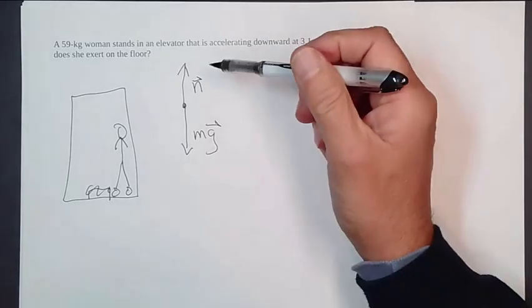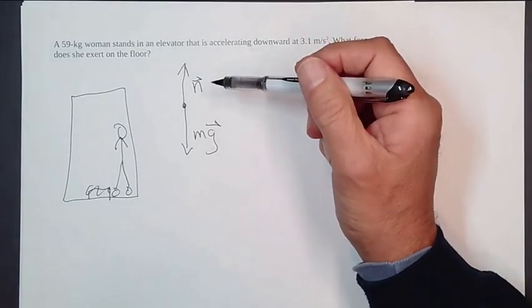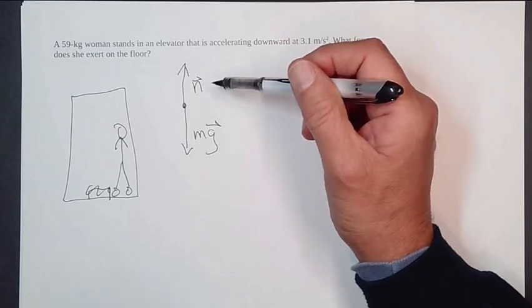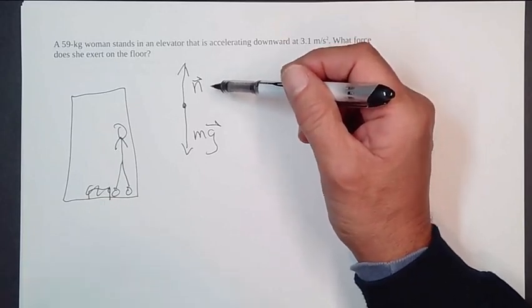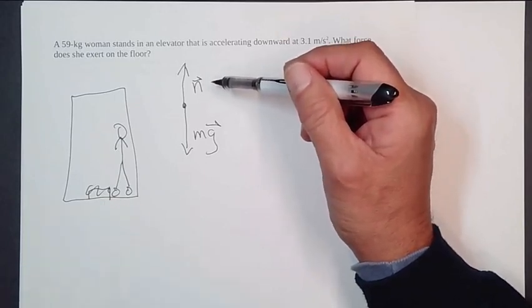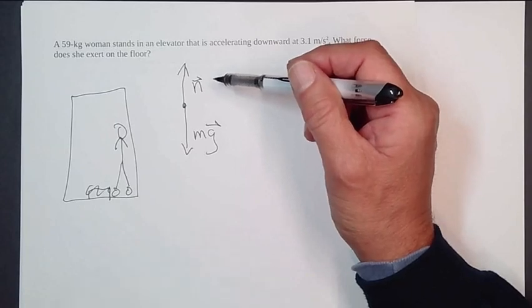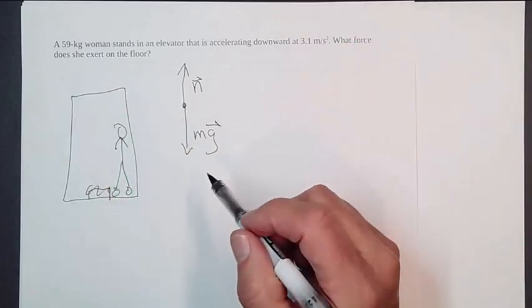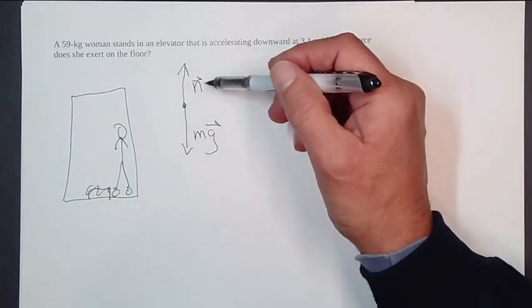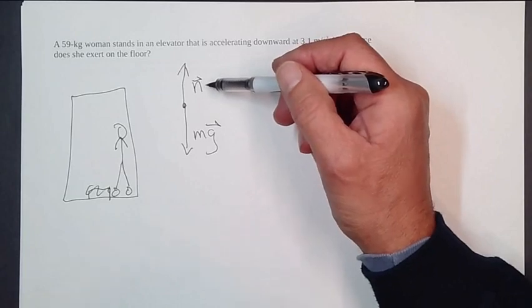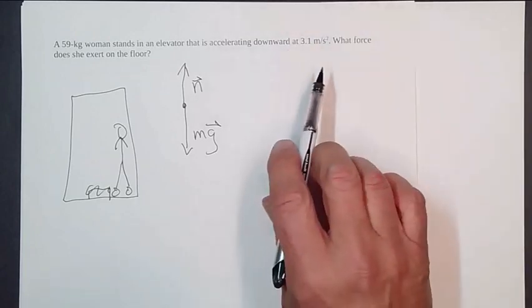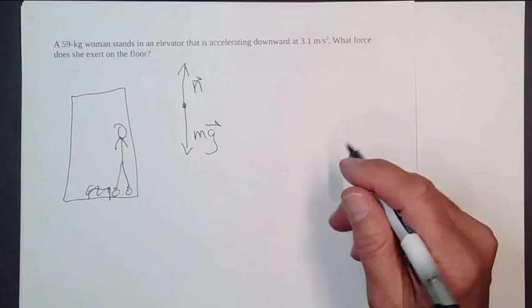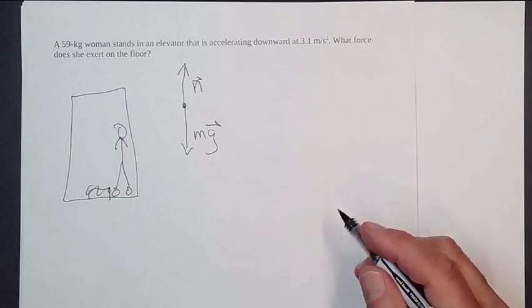Now, the third law partner of that normal force, the normal force is the force of the floor pushing up on the woman at her feet, pushing up on her feet. The third law partner of that would be the force of her feet pushing down on the floor. That's what the question is. But if we figure out the magnitude of the normal force, we'll know the magnitude of the force that she exerts on the floor. So let's just figure that out.